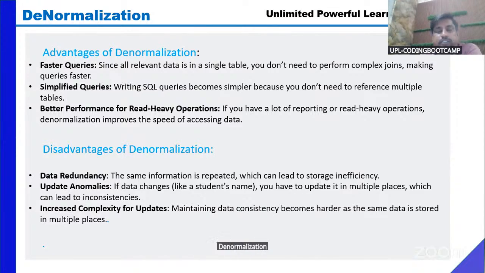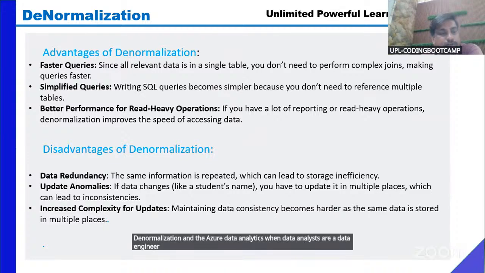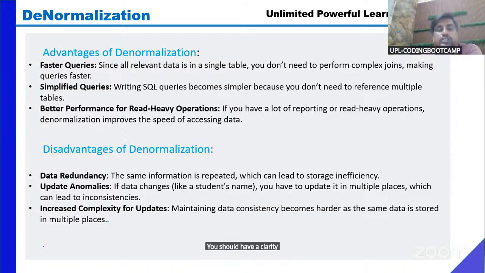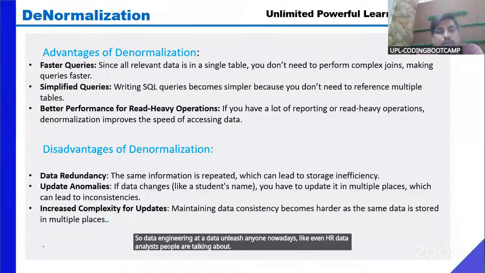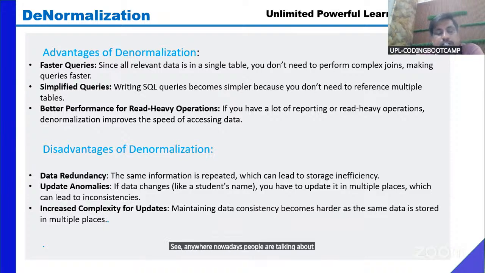As a data analyst or a data engineer, they face a lot of these types of problems, and that's why they make observations. However AI tools come, however the system moves to the next level, finally the verification should be done by human beings only. So when you are verifying it, you should have clarity on what is affecting and what is not affecting. Even HR data analyst people are talking about data analysis nowadays, because that is the buzzword.